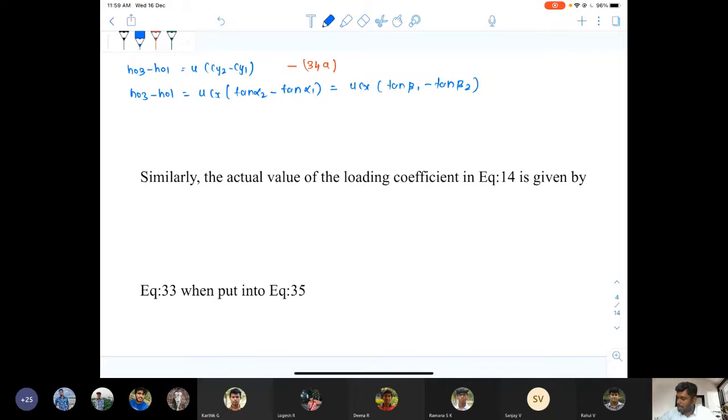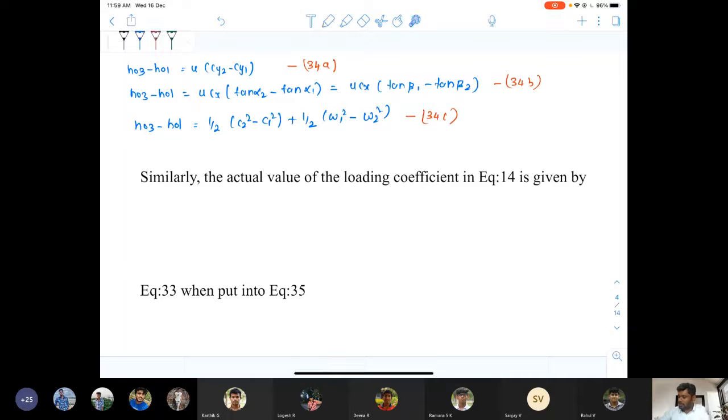And consider this equation as 34b. And again, this H03 minus H01 will be equal to 1 by 2 times (C2 square minus C1 square) plus 1 by 2 times (W1 square minus W2 square). And consider this as equation number 34c.